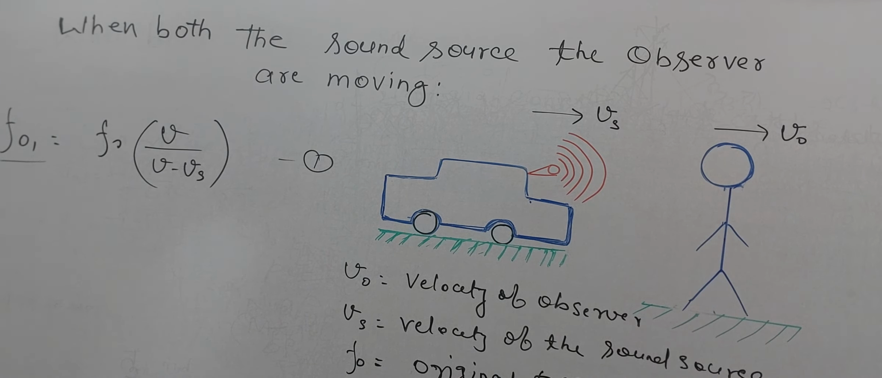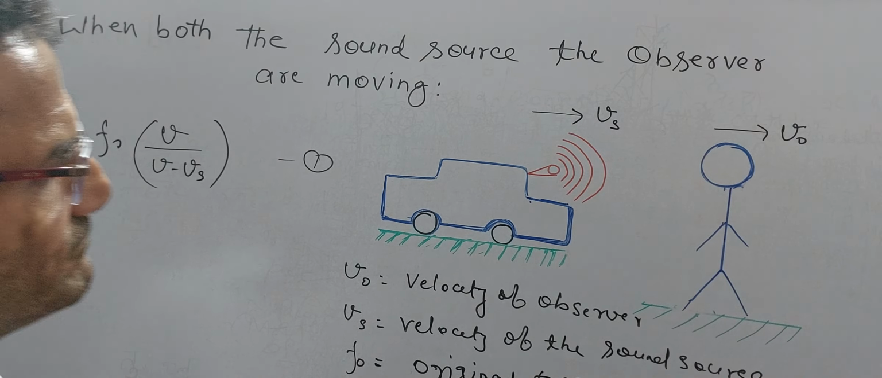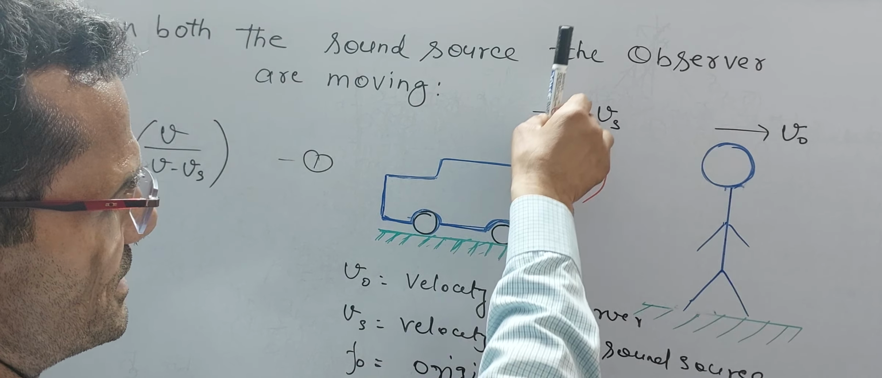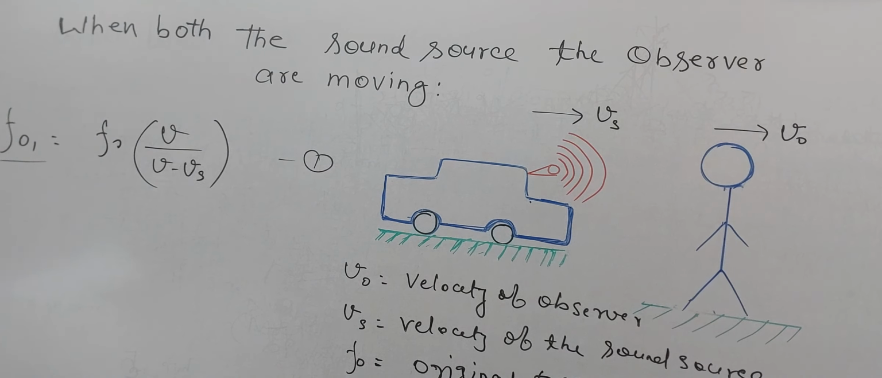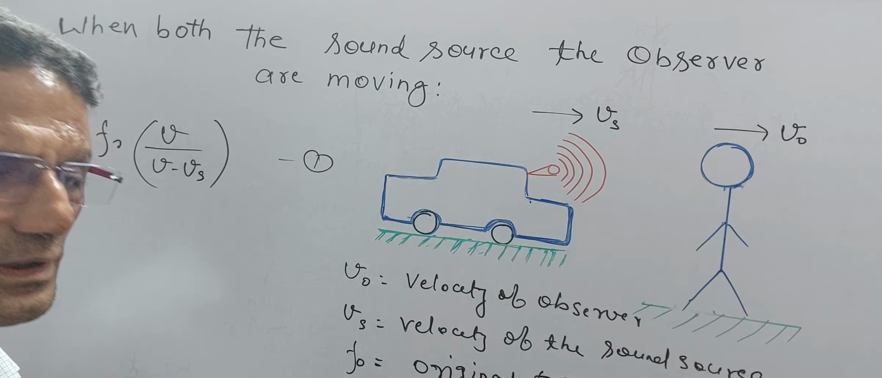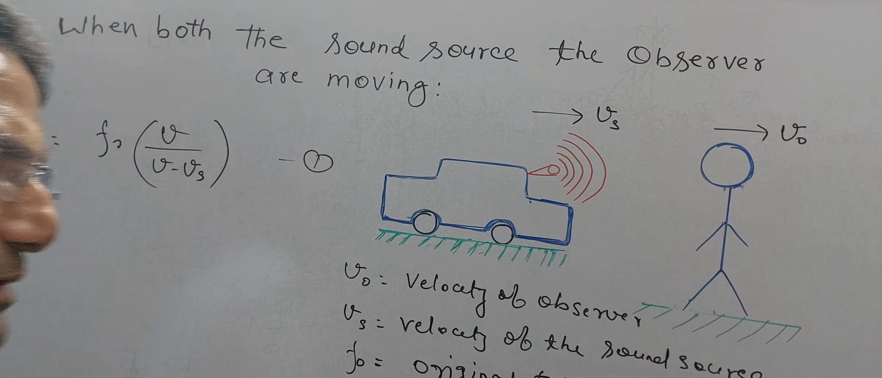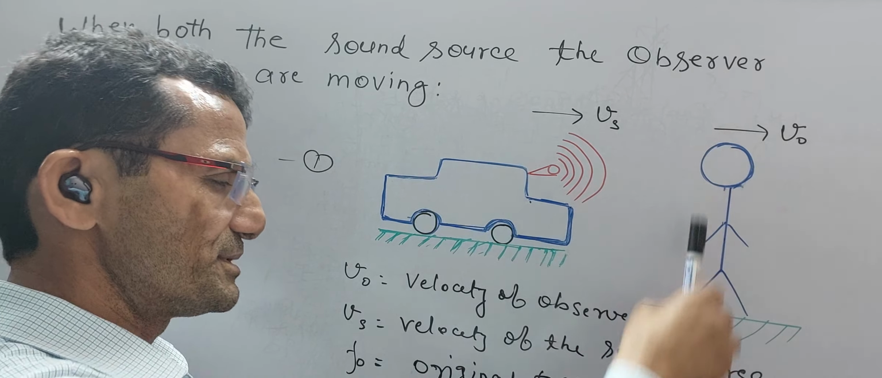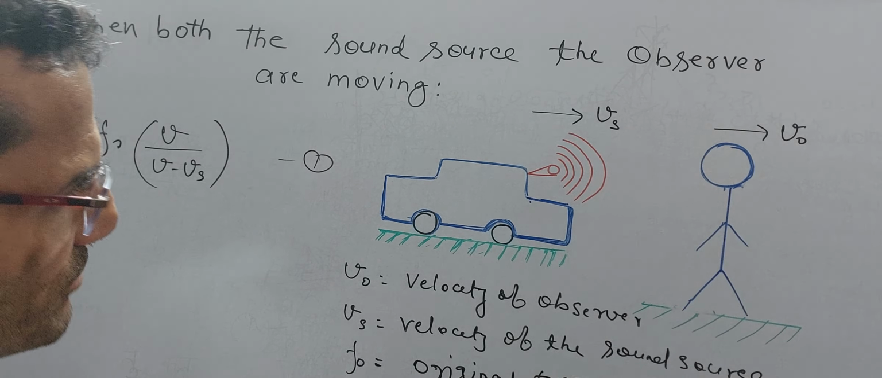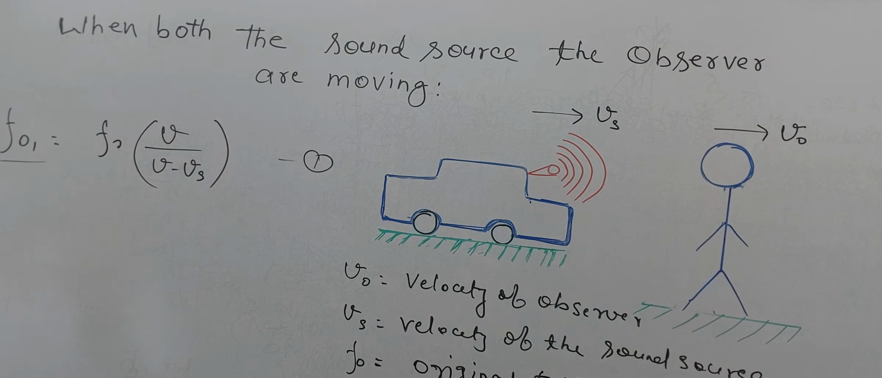Now in the second equation, suppose our sound source is at rest and our observer is moving away. The distance between these two is increasing, so the frequency heard by the observer will decrease. This is the first case.